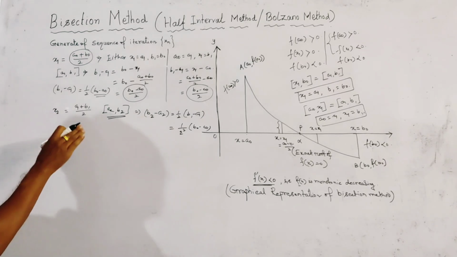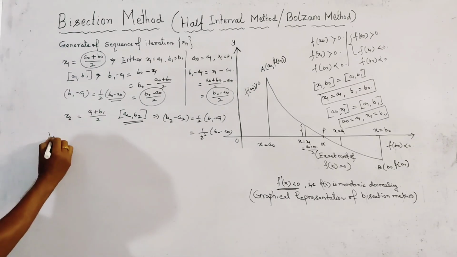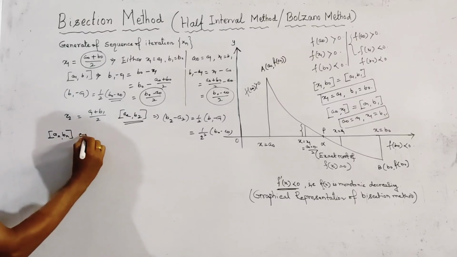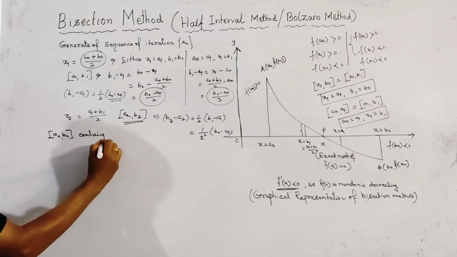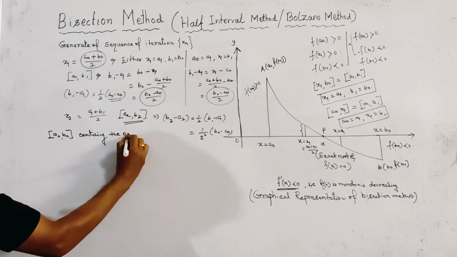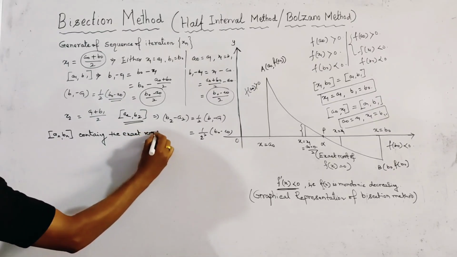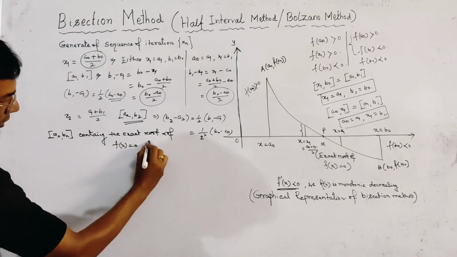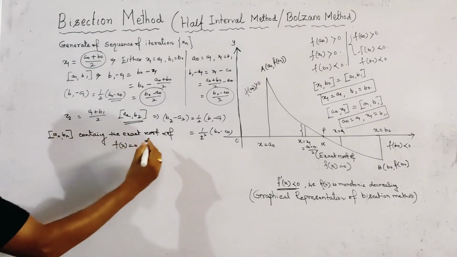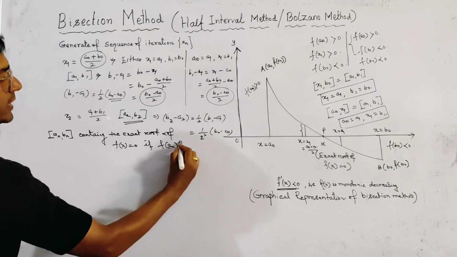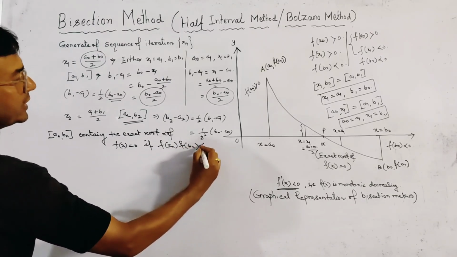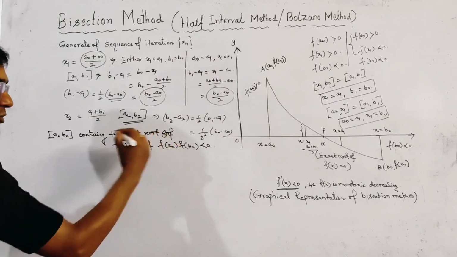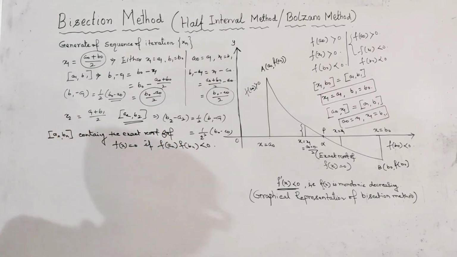Okay, and continuing this process we get the general interval an bn containing the exact root alpha of f(x) equal to 0. When f of an into f of bn is less than 0, then this interval must contain the exact root alpha of f(x) equal to 0.